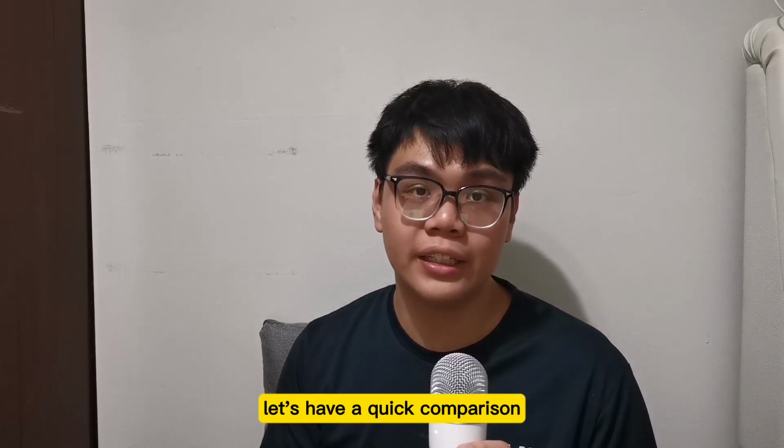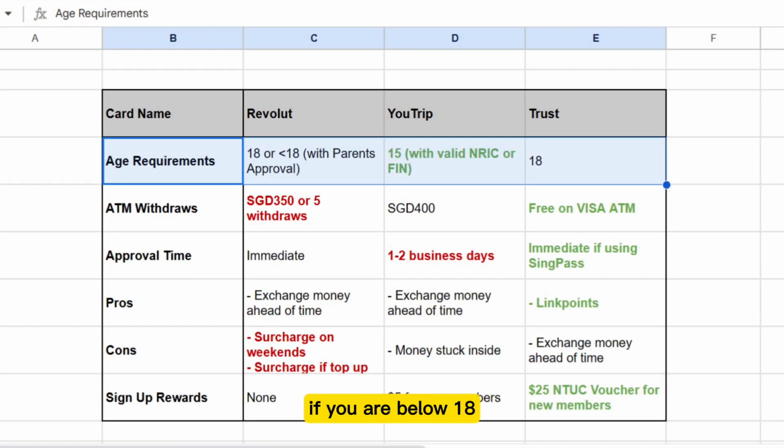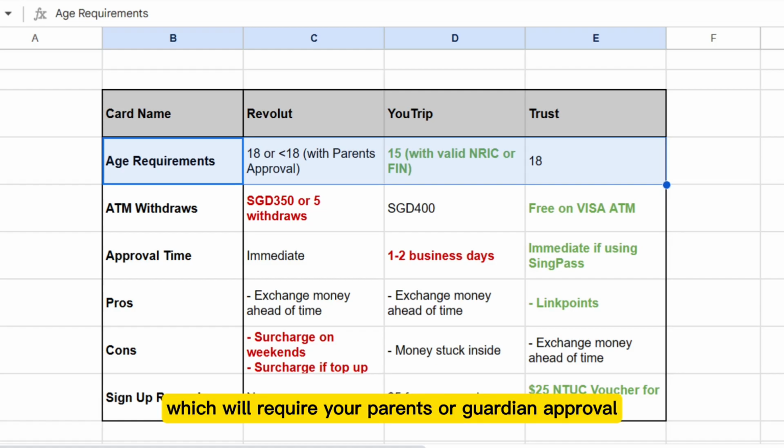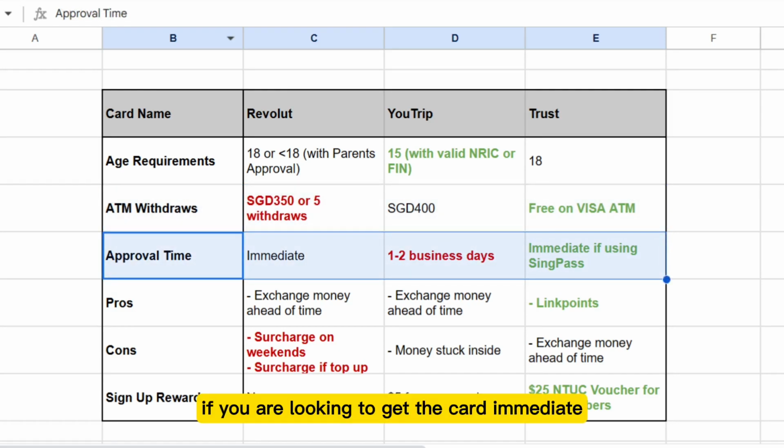So with that said, let's have a quick comparison of these three different cards. As you can see from this table, if you are below 18 and are looking to get a multi-currency card, you can consider YouTrip if you have a valid NRIC or FIN. If not, you can look at Revolut, which will require your parents' or guardian's approval. If you are someone that prefers to use cash, the Trust card will be the better option as there's a 0% fee when withdrawing from a Visa ATM. However, that doesn't mean Revolut or YouTrip is bad, as the amount is sufficient for most use cases. If you are looking to get the card immediately, you can consider Trust or Revolut as it's usually quite immediate.